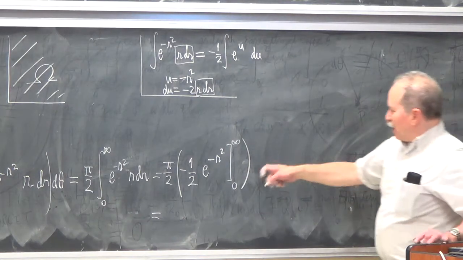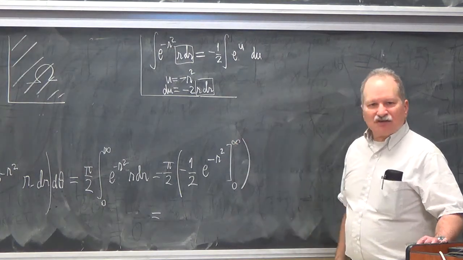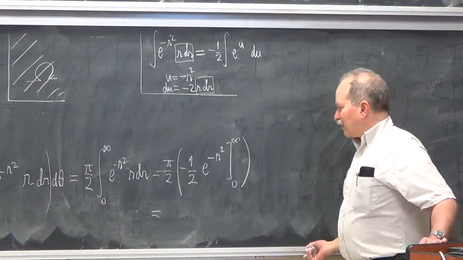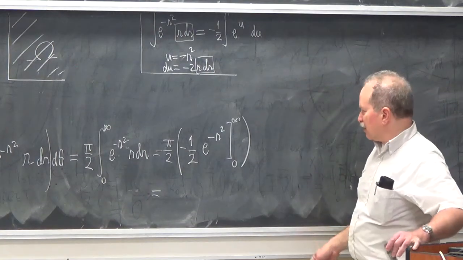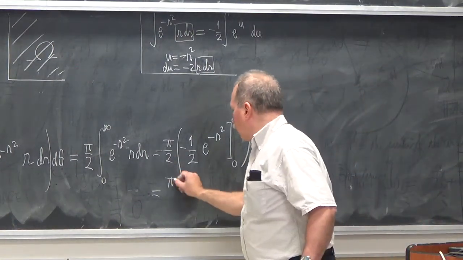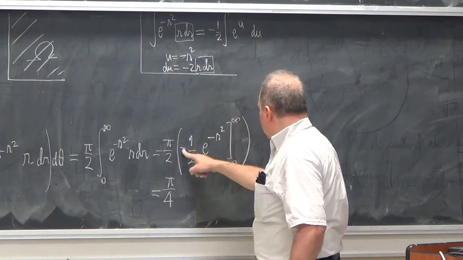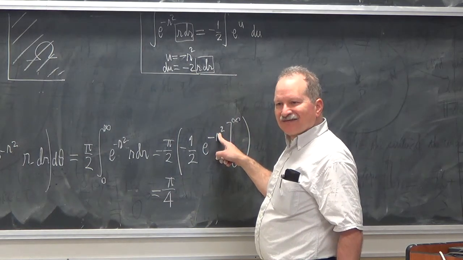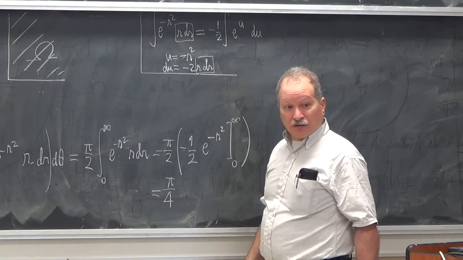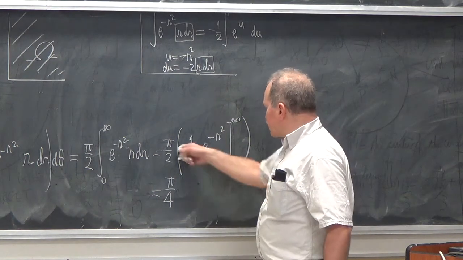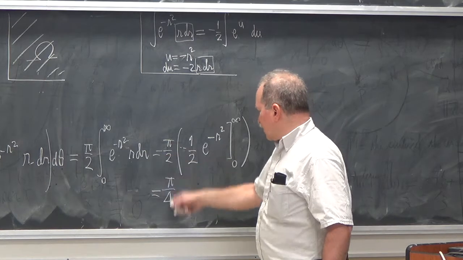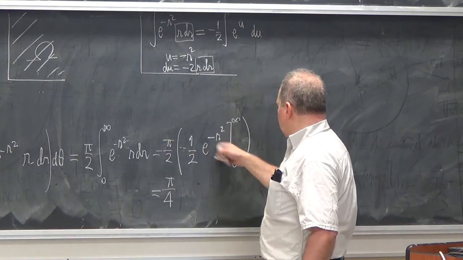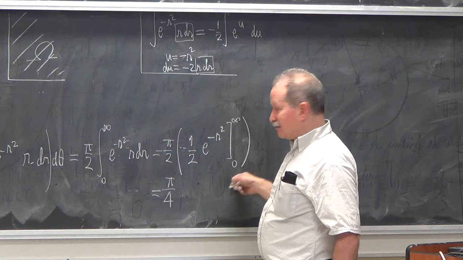What does it mean to evaluate at infinity? It means take a limit as r goes to infinity. I'll talk about the improper integral in a second. So what have I got? I've got pi over 4 times negative e to the negative big number limit. That'd be 0, so it goes to 0. Minus negative 1/2, so that's plus 1/2, so that's giving you pi over 4, e to the negative 0. So there's the answer.